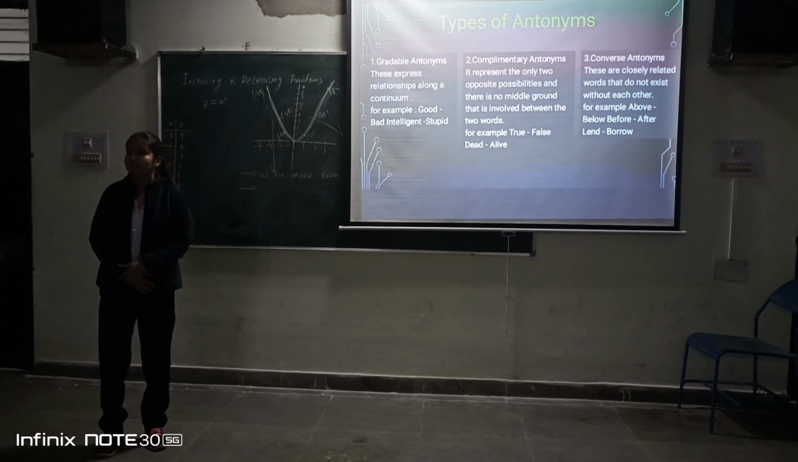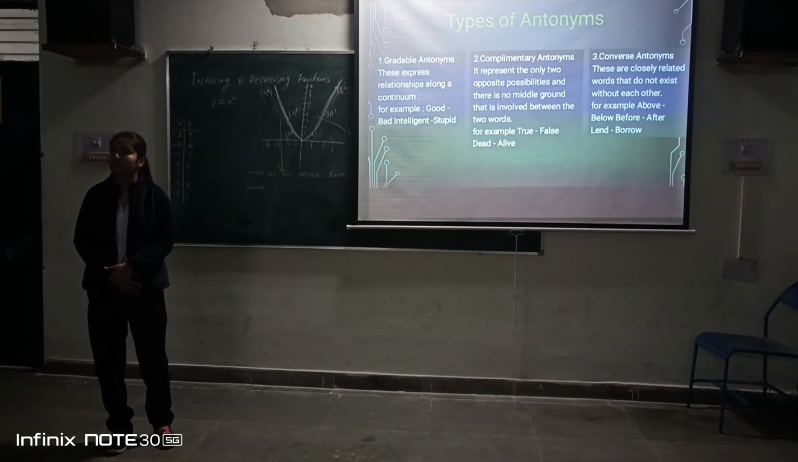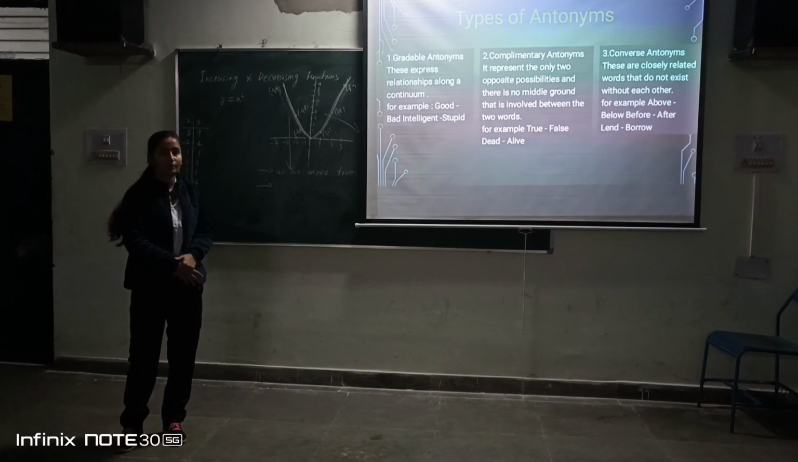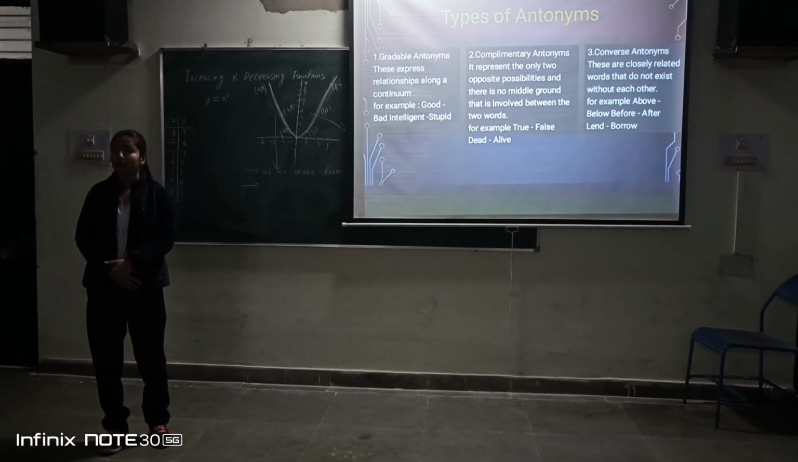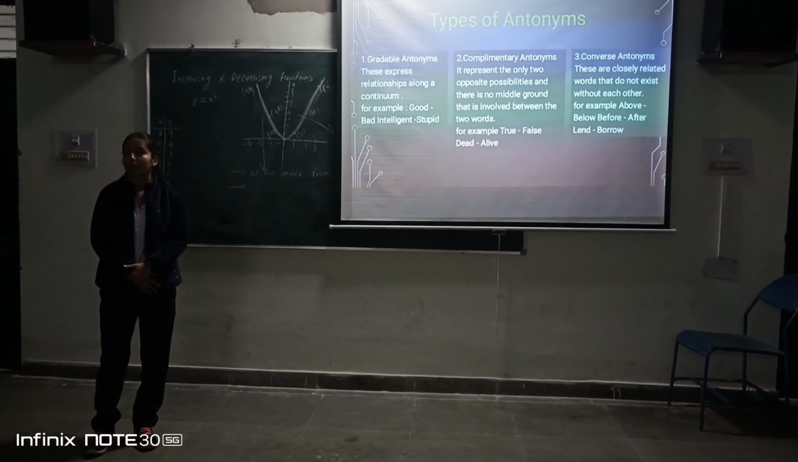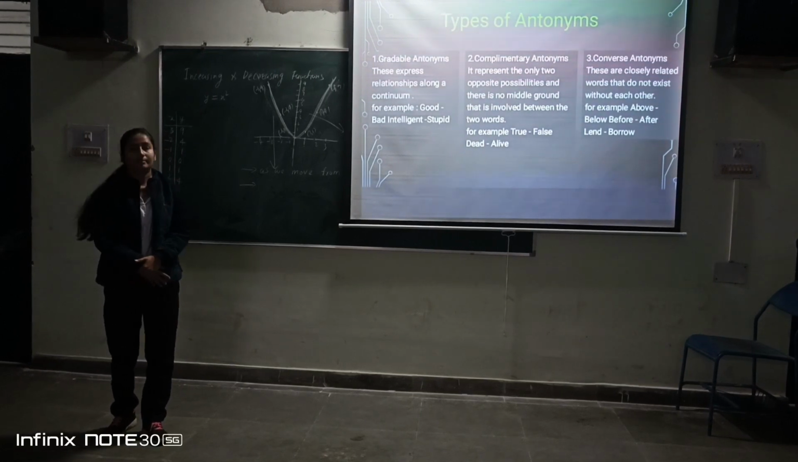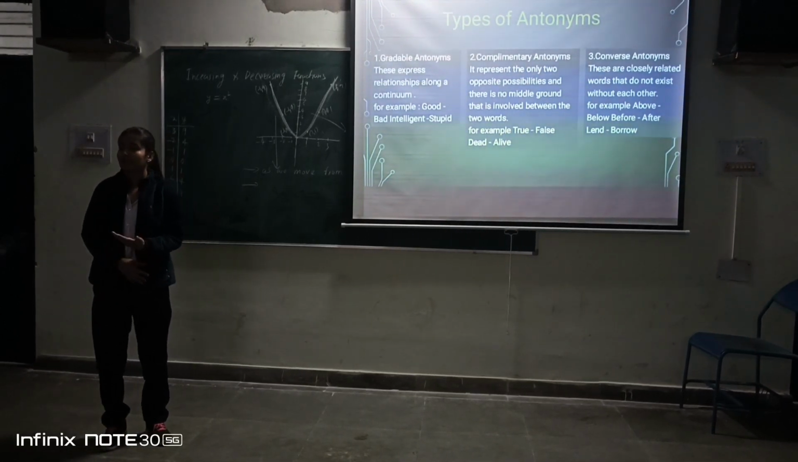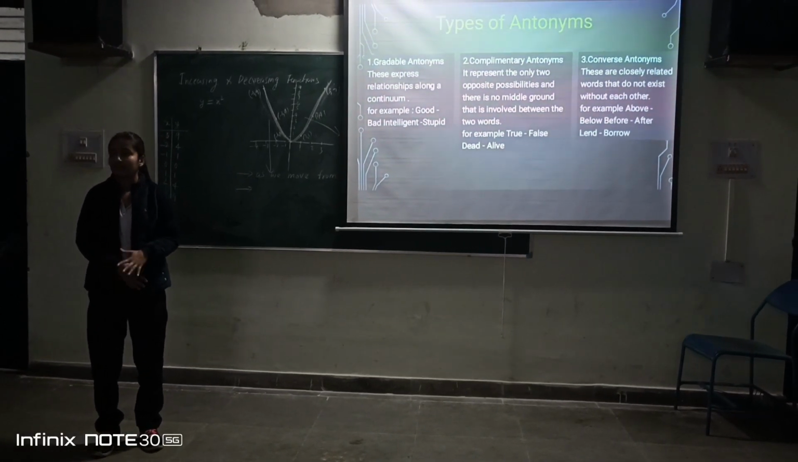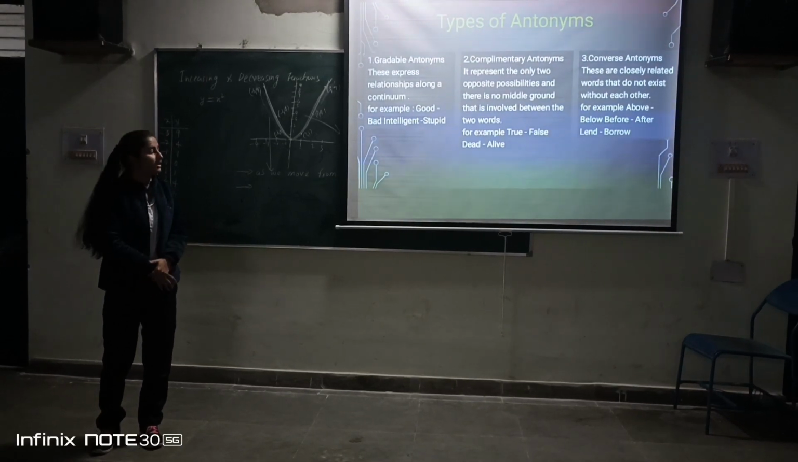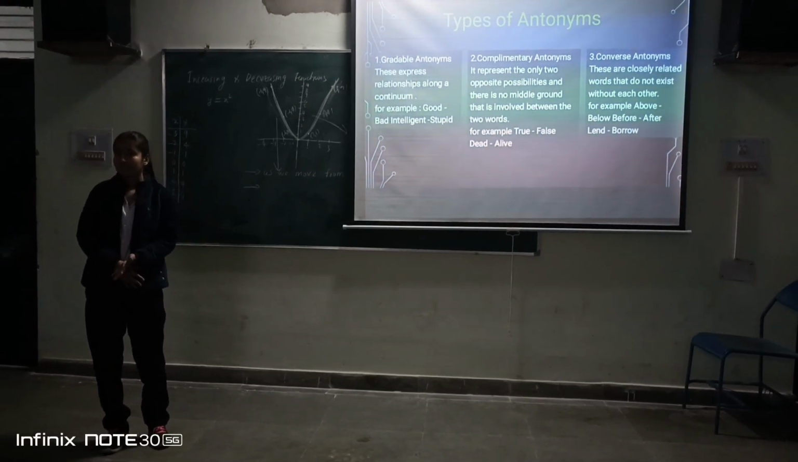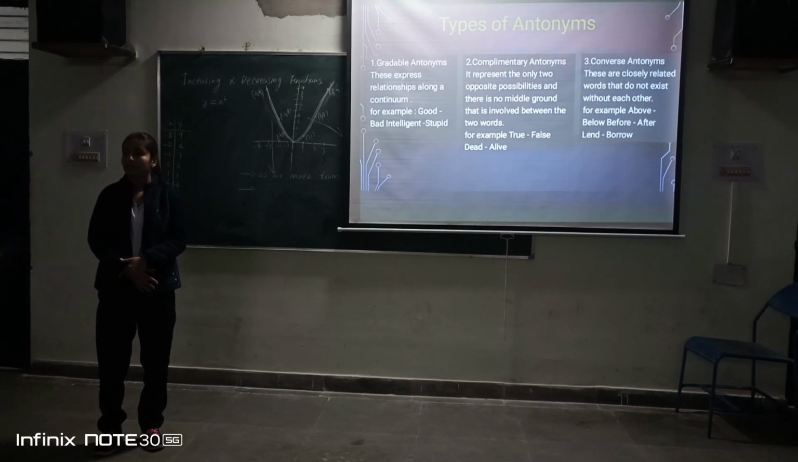Now let's talk about its types. So basically there are three types of antonyms. The first one is gradual antonym, second one is complementary antonym, and the third one is converse antonym. So what is gradual antonym? These express relationships along a continuum, like their hierarchy. For example, if you take a word such as intelligent, its gradual antonym would be stupid.